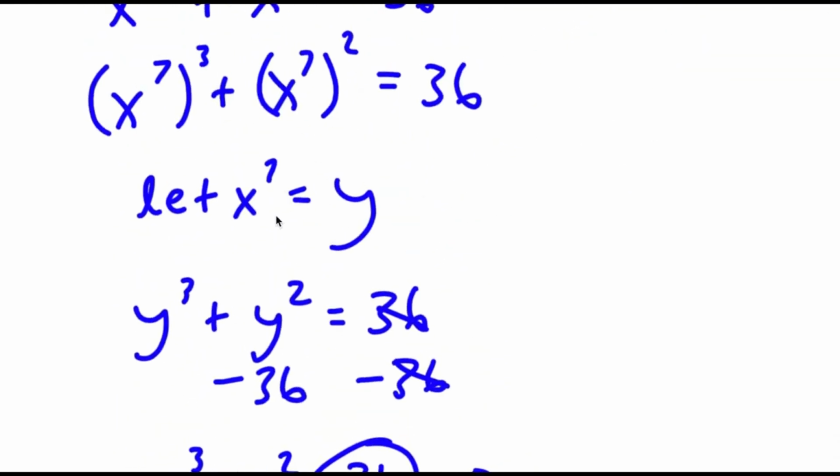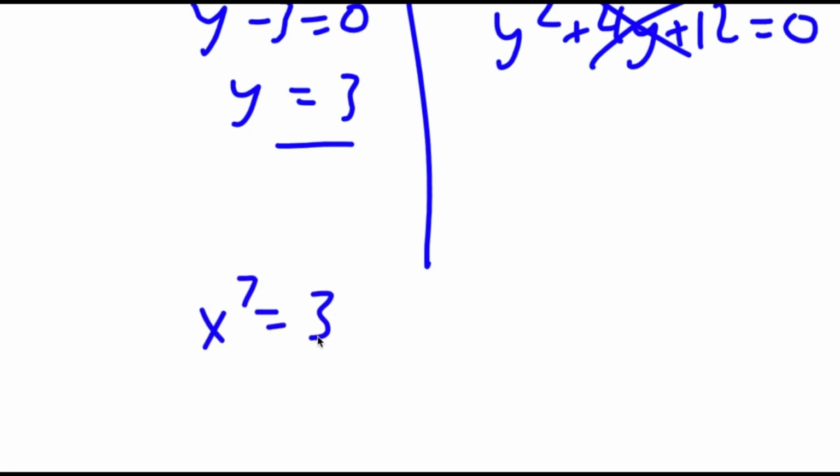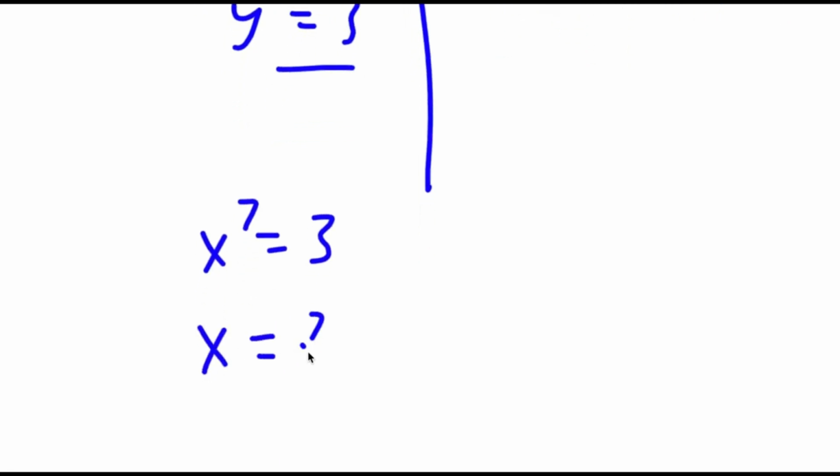Now remember how we let x to the power of 7 equal y. So now I have x to the power of 7 equal 3, meaning x is equal to the 7th root of 3.